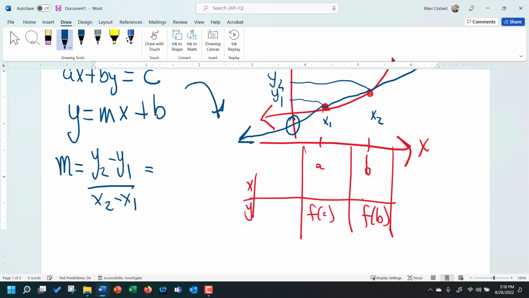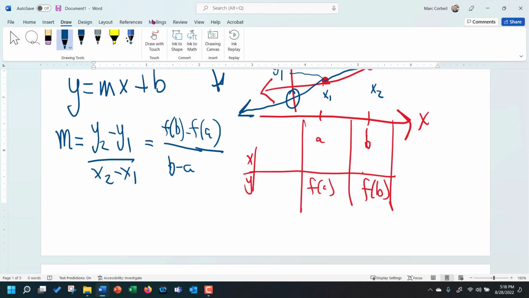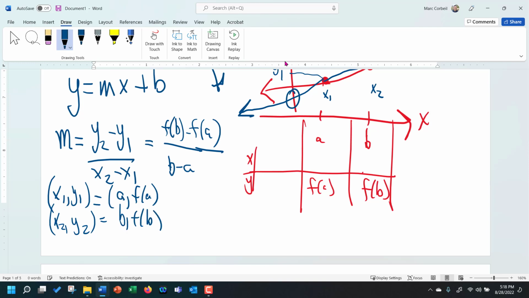So that means that x1 is actually going to be A, and x2 is B, and y1 is going to be f of A, and y2 is f of B. So our slope is really based on these values as points. In other words, our x1, y1 is actually the point A, f of A, and my x2, y2 is expressed by B and f of B. So put that in point notation. That's how I get this.